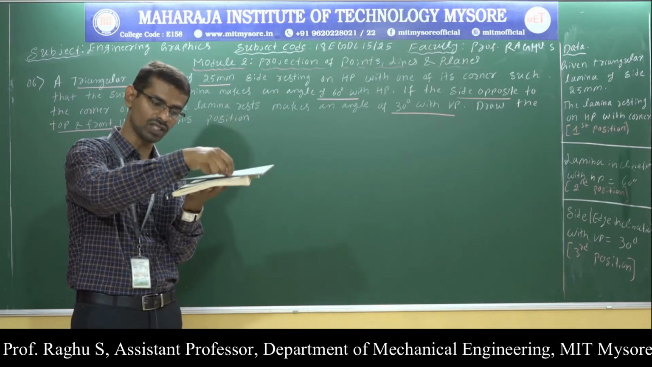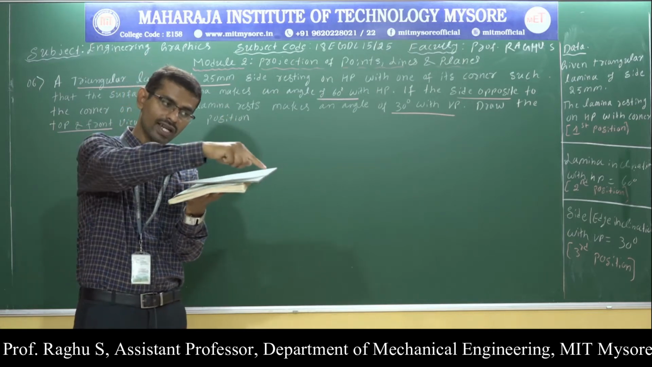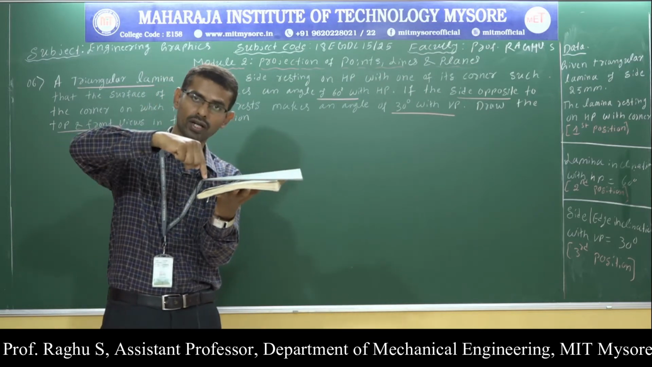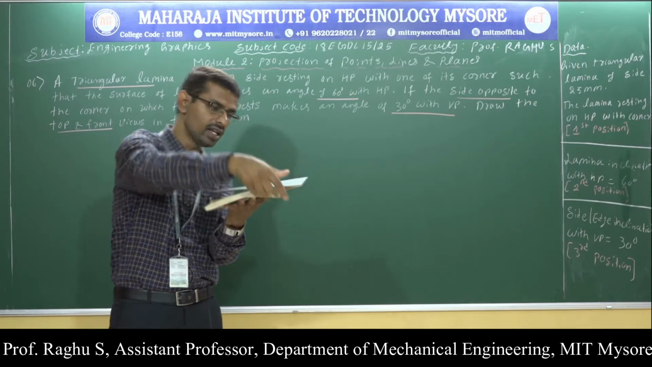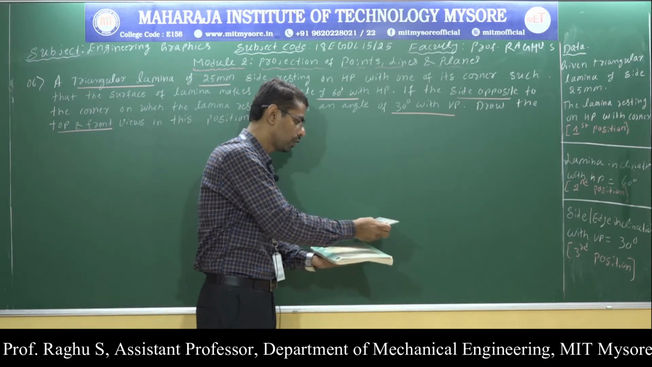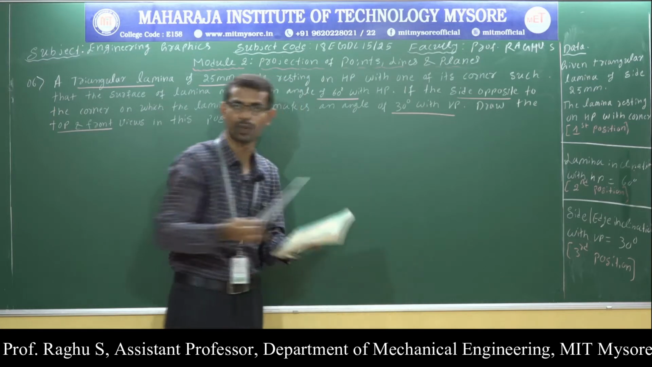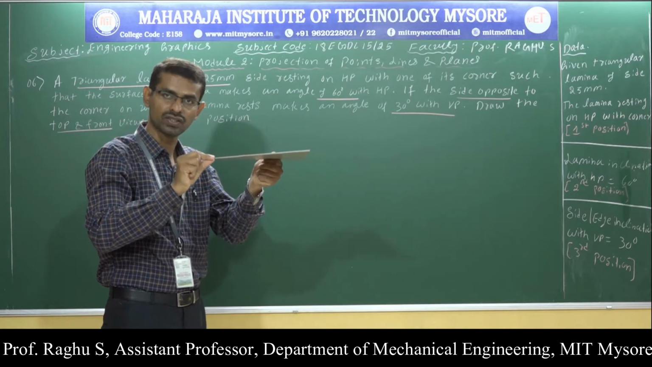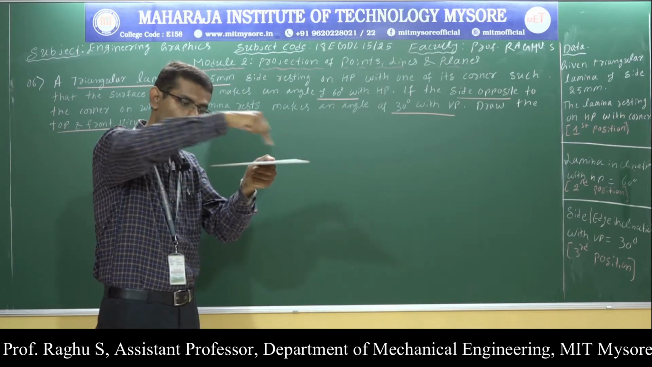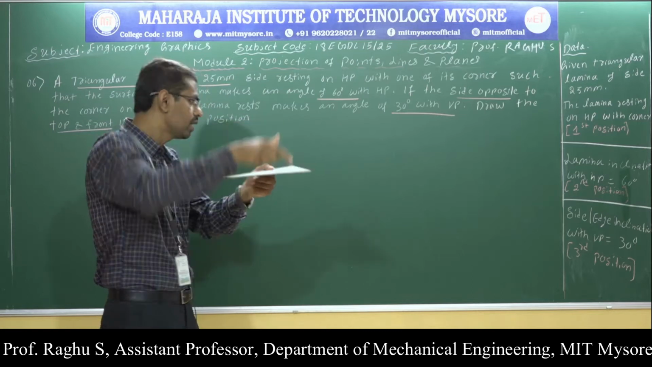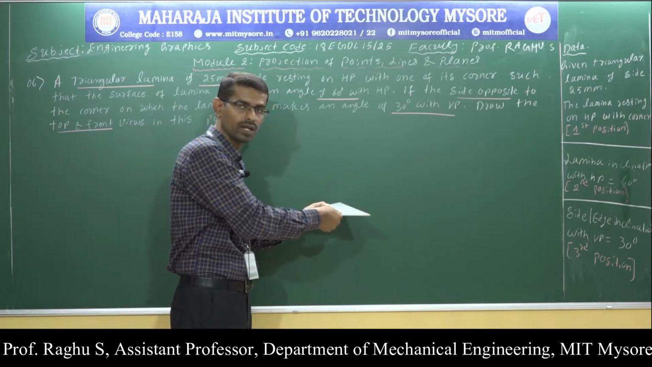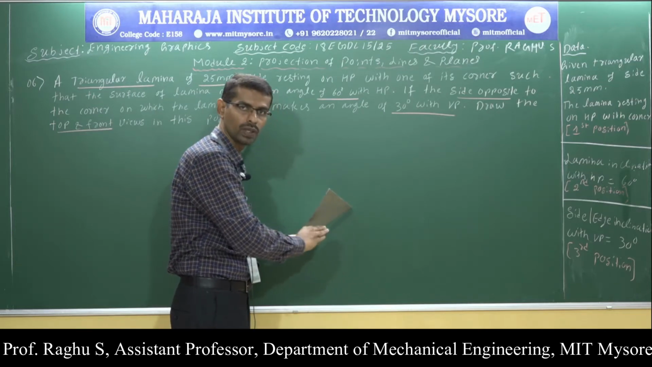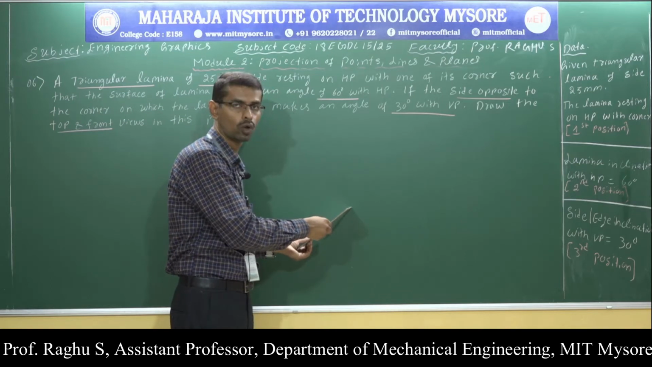At the same time, this is the resting corner, and this is the side opposite to the resting corner. This side is inclined 30 degrees with respect to VP. The corner towards your left side is considered the resting corner. This side makes an angle of 30 degrees with respect to VP, and at the same time the lamina is inclined 60 degrees with respect to HP. So in this position I need to draw the top view and front view.